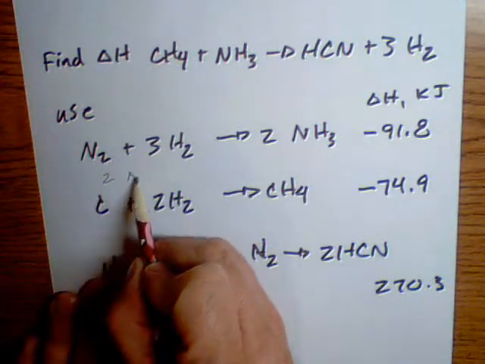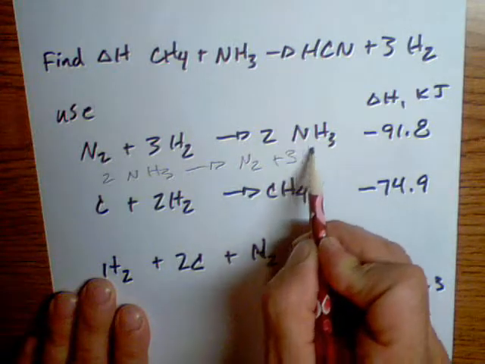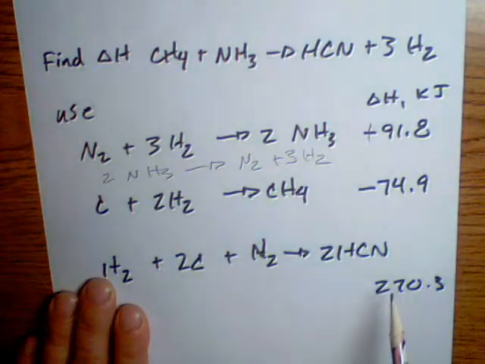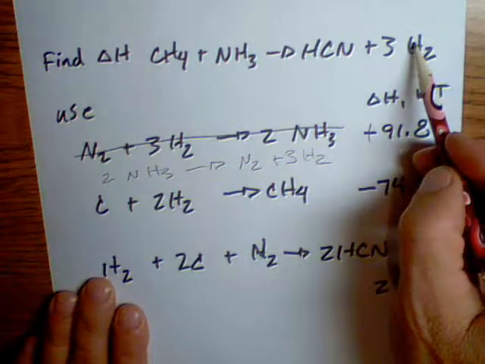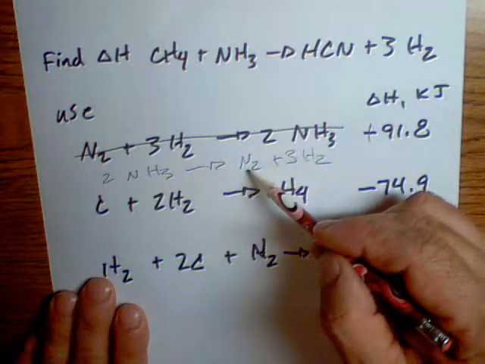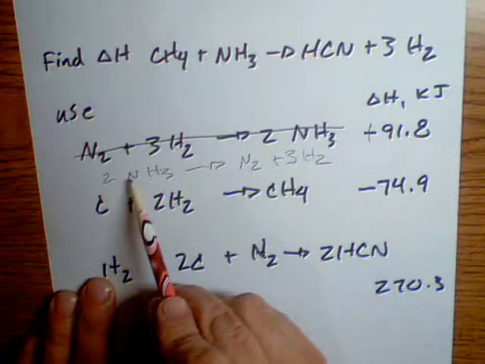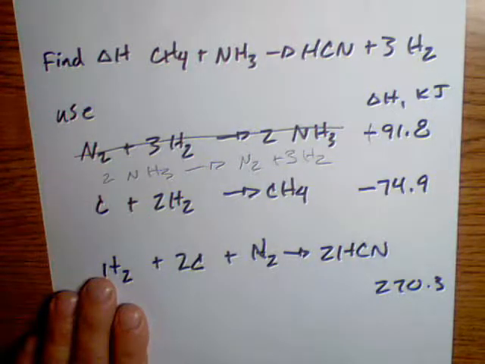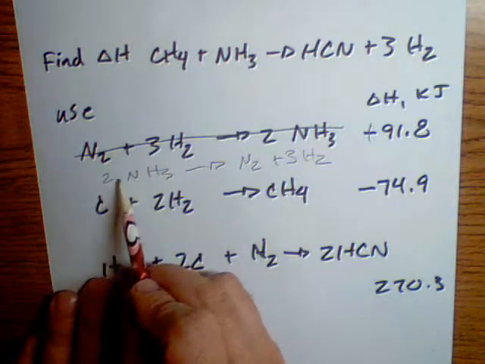So 2NH3 goes to N2 plus 3H2, and that changes that number. That changes that sign, doesn't it? And we get rid of that. So now we have the H's on the right side. Now if we multiply all this by a half, we could get rid of that 2.